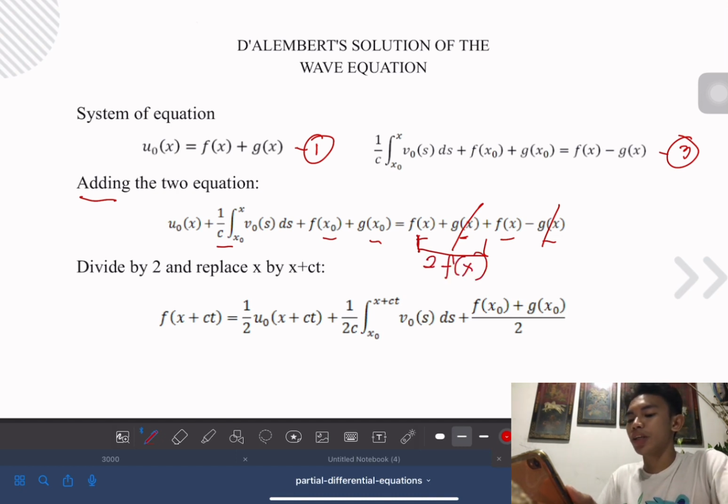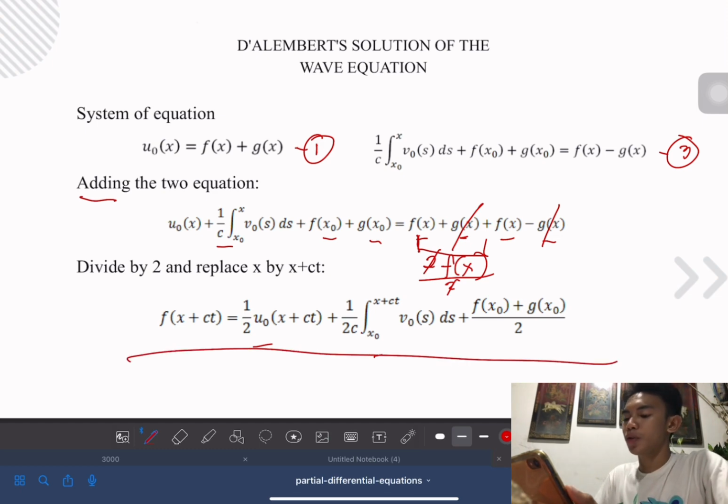To simplify this equation, we divide it by 2 and replace x by x plus ct. So if we divide it by 2, the 2 of f of x will be cancelled, and the remaining will be f of x plus ct is equal to 1 half of u sub 0 x plus ct plus 1 over 2c times the integral of v sub 0 s ds evaluated from x sub 0 to x plus ct plus f of x sub 0 plus g of x sub 0 over 2. This will be our function.